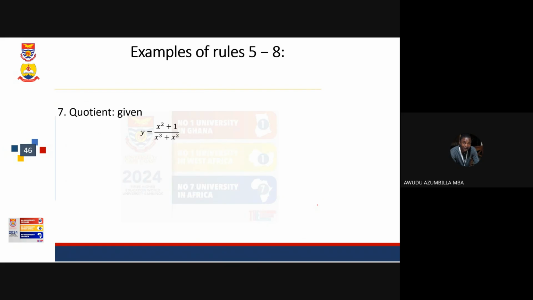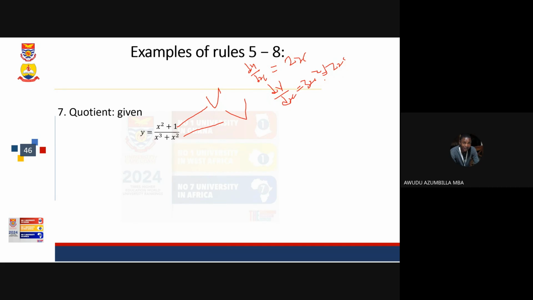The next one is the quotient rule. The quotient rule too is another simple thing that we need to know. Let this one be our u, and let this one be our v. So if you want to apply this, you have to look for the differential of u over dx. We have done it already. That will give you 2x. Then you also look for dv over dx. That will also give you 3x squared plus 2x.